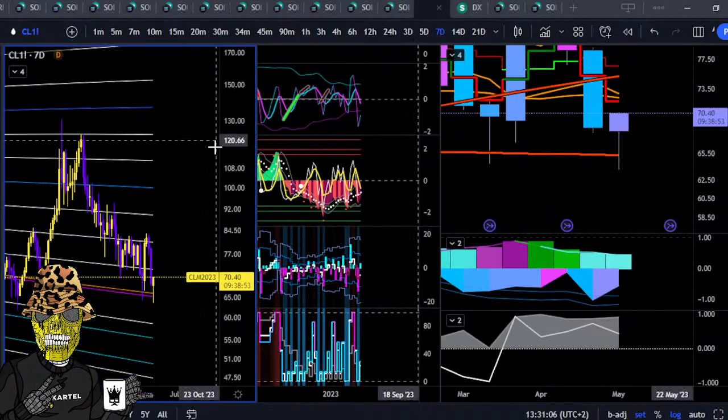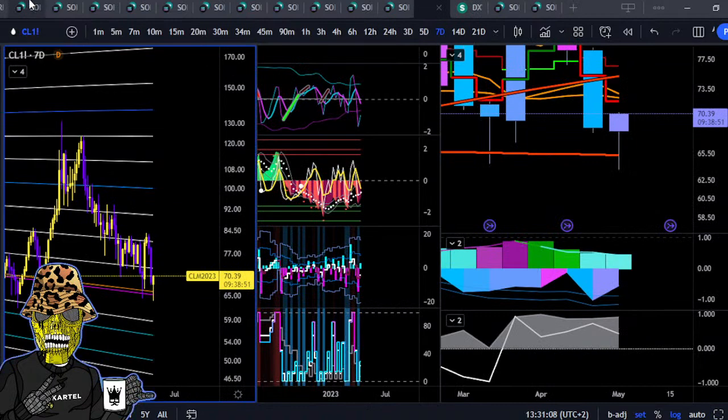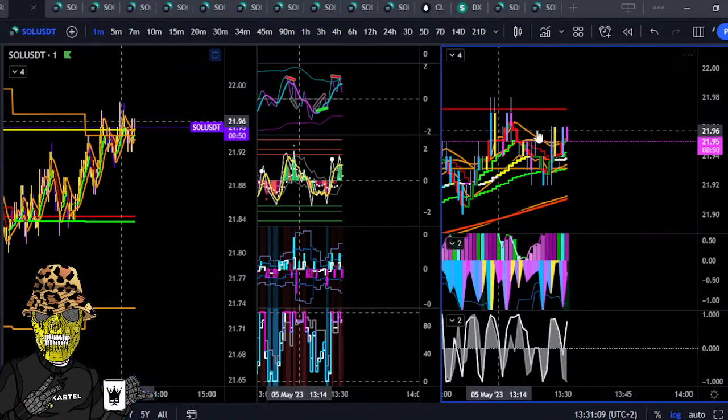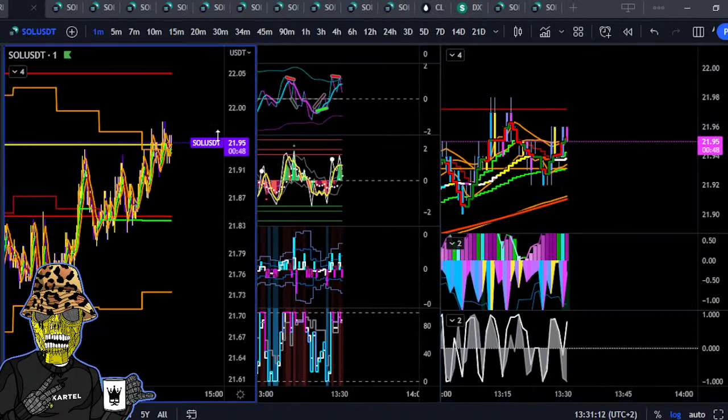Anyway, so we've got crude oil done. We've got Solana done. Let's go have a look at Solana. Still at the daily mean. Not really looking for any resolution.